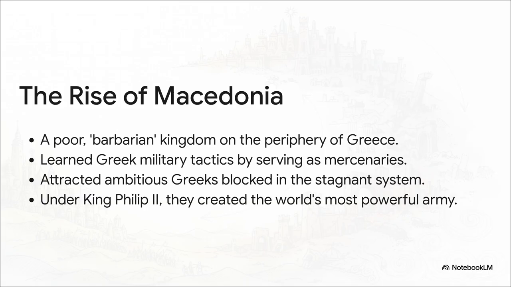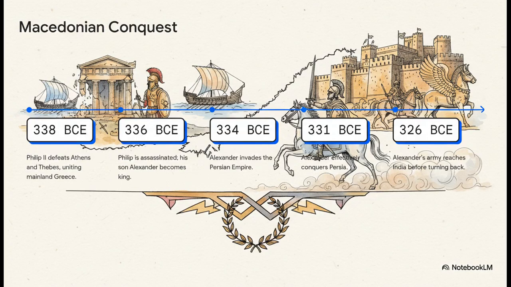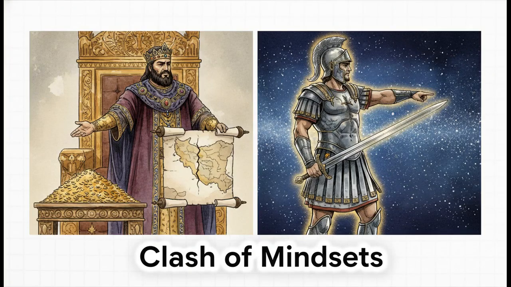Then, under a genius king named Philip II, they put all those pieces together. The result? I mean, look at this timeline. It's just insanely fast. In just a couple of years, Philip takes over all of Greece. He gets assassinated, and his kid, Alexander, takes this incredible war machine and, in less than 10 years, conquers the entire Persian Empire, the same superpower the Greeks barely survived against. It's unbelievable. And this, right here, this is the ultimate clash of mindsets.